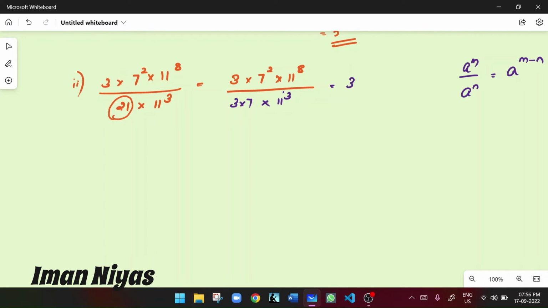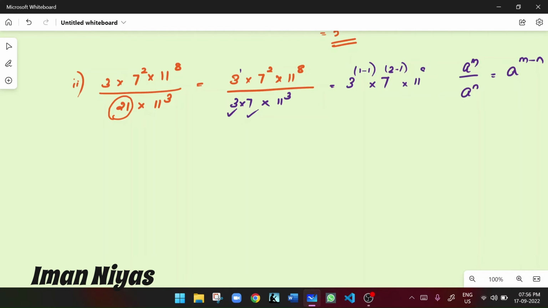3 raised to 1. Always remember, 3 means 3 raised to 1. So 1 minus 1, because this 1 also I took to the numerator, then multiplied with 7 raised to 2. This also taking to the numerator, that is 2 minus 1.